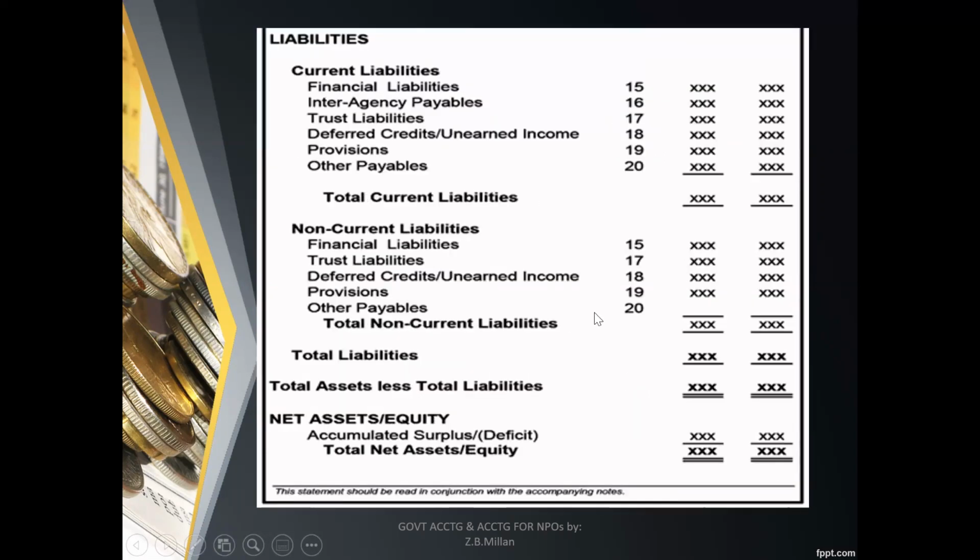Okay? And then for your current as well as the non-current liabilities, and this is the notes, and the accumulated surplus or deficit, you will present it here. How much is your accumulated surplus or deficit? Then what you will get is total net assets or equity. So unlike in commercial accounting, where we call it total liabilities and equity, in government accounting, we call it total net assets or equity.